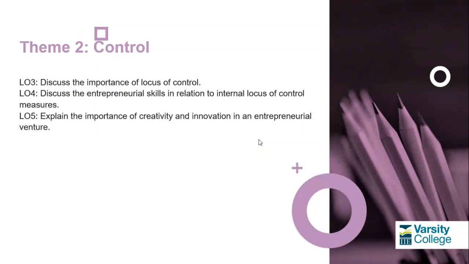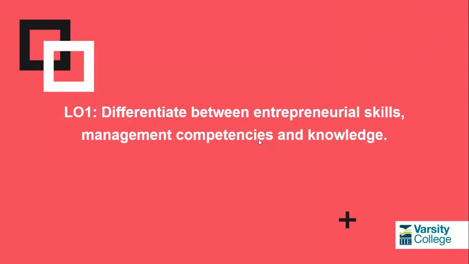I think learning outcome 5 is what we've known. We've discussed it throughout the whole book. Creativity and innovation are, in fact, what start a business. So, this is just a continuation of that conversation.